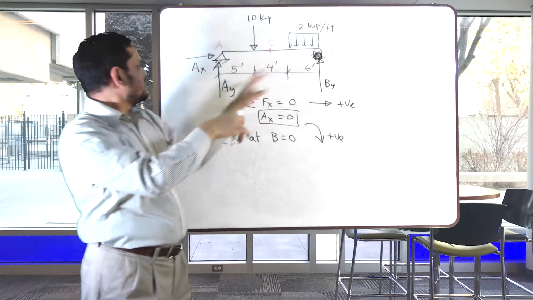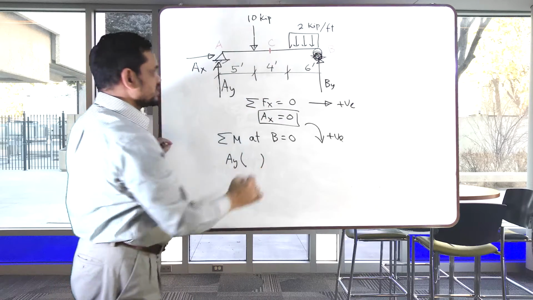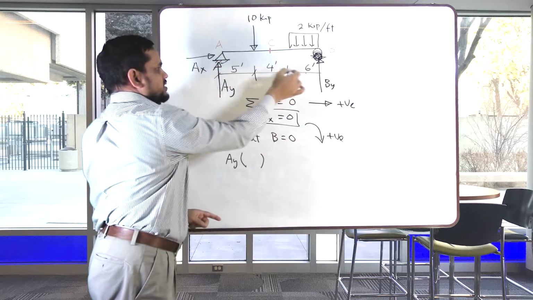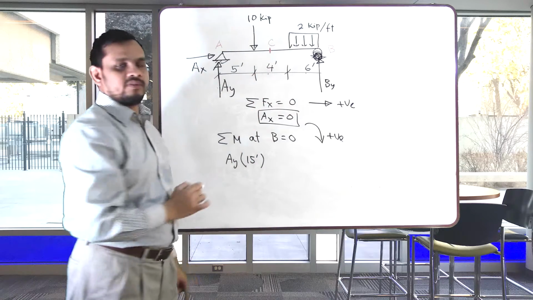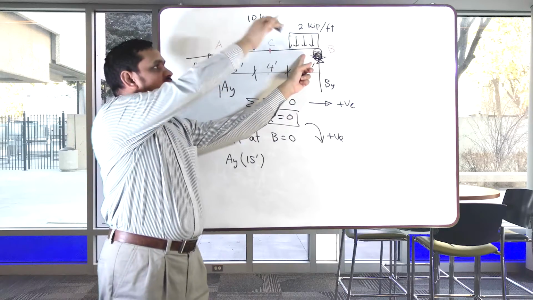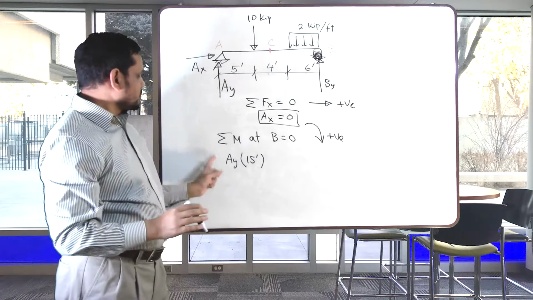So my first load is AY times my distance. What is my distance? From here to here. So 6, 4, 10, 15 feet. 15 feet. That is my moment about B for AY. Now it is going that way. That means clockwise. Clockwise means positive.